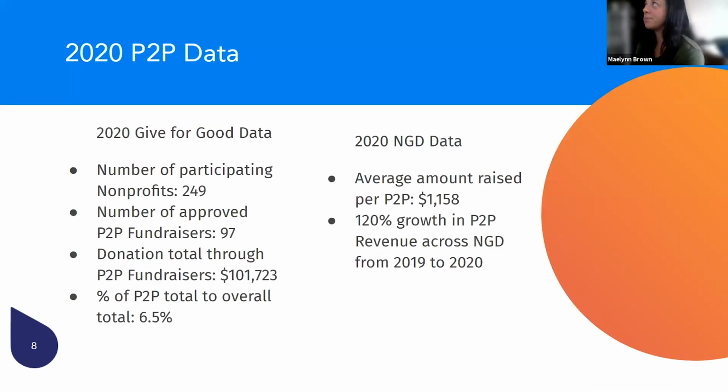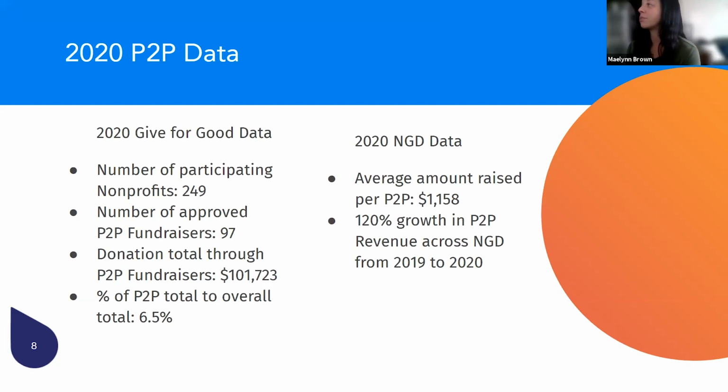And then just to review some data from last year. So taking a look at Give for Good specifically, last year you guys had 249 nonprofits, which is awesome. There were 97 fundraisers, so a good number, but I think we can do better there this year, you know, get the word spread out, get more of those donations coming in.